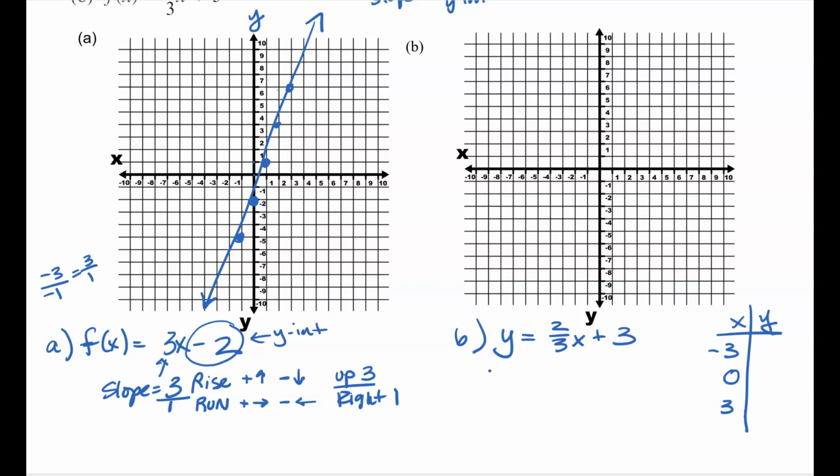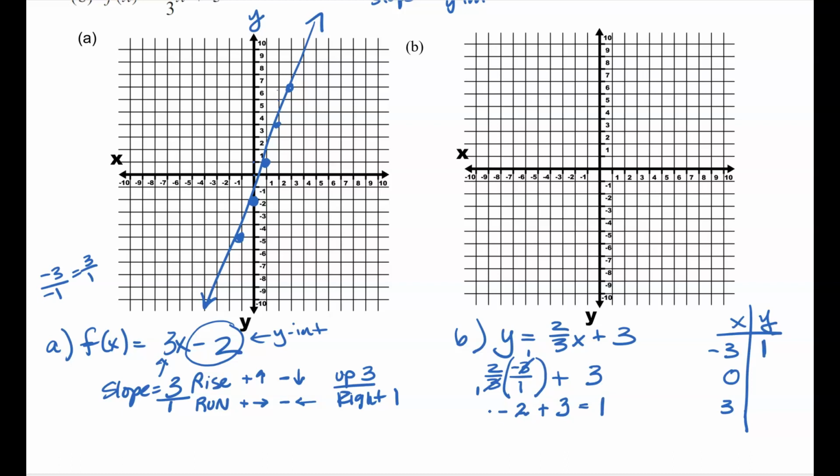So I'm going to plug in negative 3. So I'm going to do 2/3 times negative 3 over 1. I can always put it over 1, plus 3. The 3's end up canceling. So they cross cancel. 2 times negative, this is actually like a 1 because 3 goes into 3 one time. So it's 2 times negative 1 is negative 2 plus 3, and I end up getting 1 as an output. So when I plug in -3, I get 1.